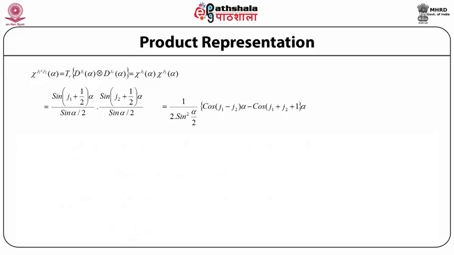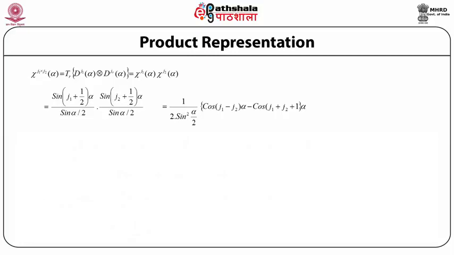Now sine A sine B can be resolved into cosine of A plus B and cosine A minus B. So writing this as chi j1 cross j2 alpha equal to 1 by 2 sine square alpha by 2 into cosine of j1 minus j2 alpha minus cosine of j1 plus j2 plus 1 alpha. Thus we have reduced the product which occurs in the character of the product representation as a sum.